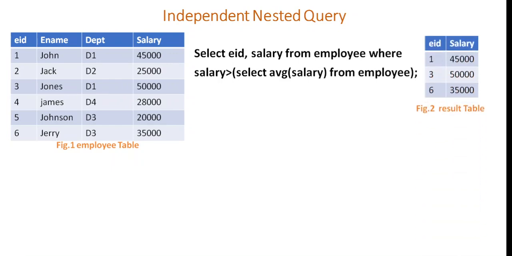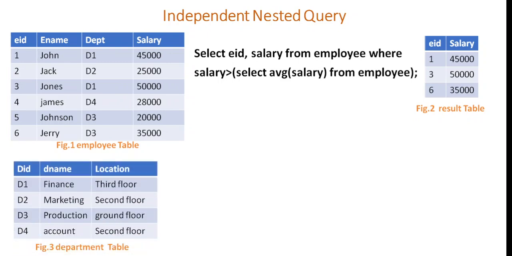Your output will be like this. At the right side you can see the resultant table. Employee number 1, employee number 3, and employee number 6, all these three employees have a salary greater than the average salary of all the employees. First the average salary gets calculated, and then the salary of each employee gets compared with the average salary. If the salary of an employee is greater than that average value, then that row gets inserted into the output table. So this is an independent nested query.